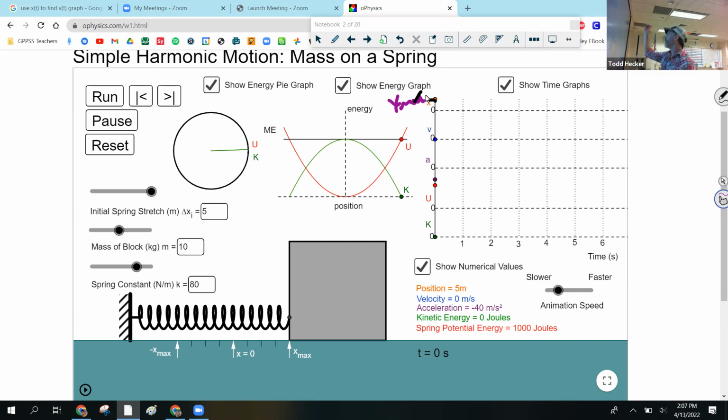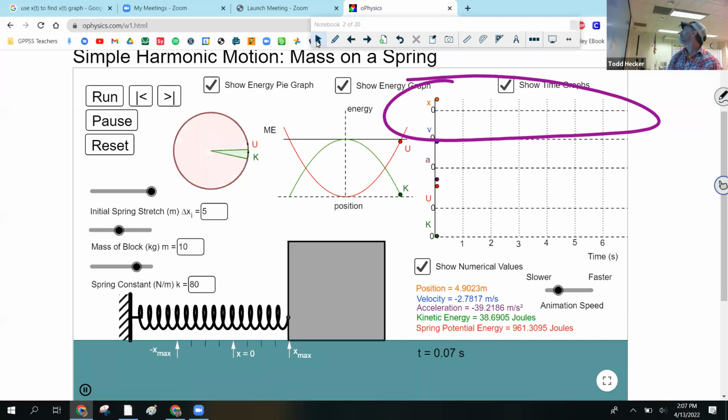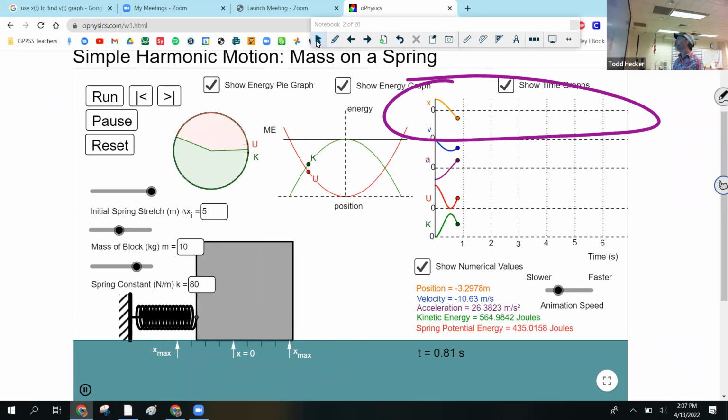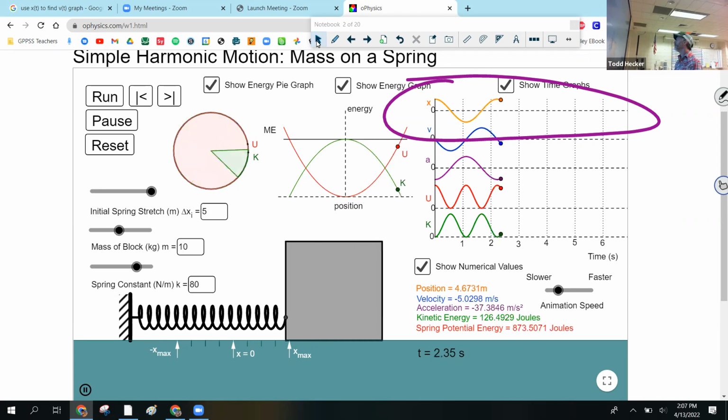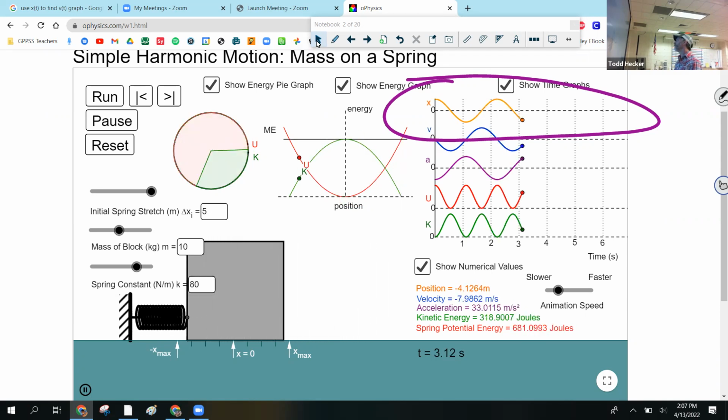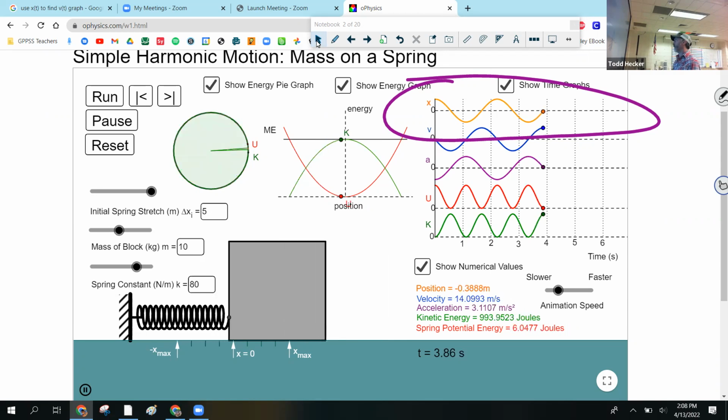So let's watch. What I want you to focus on right now is just this position time graph. All right, here we go. Speeds up, slows down, speeds up, slows down, speeds up, slows down, etc.